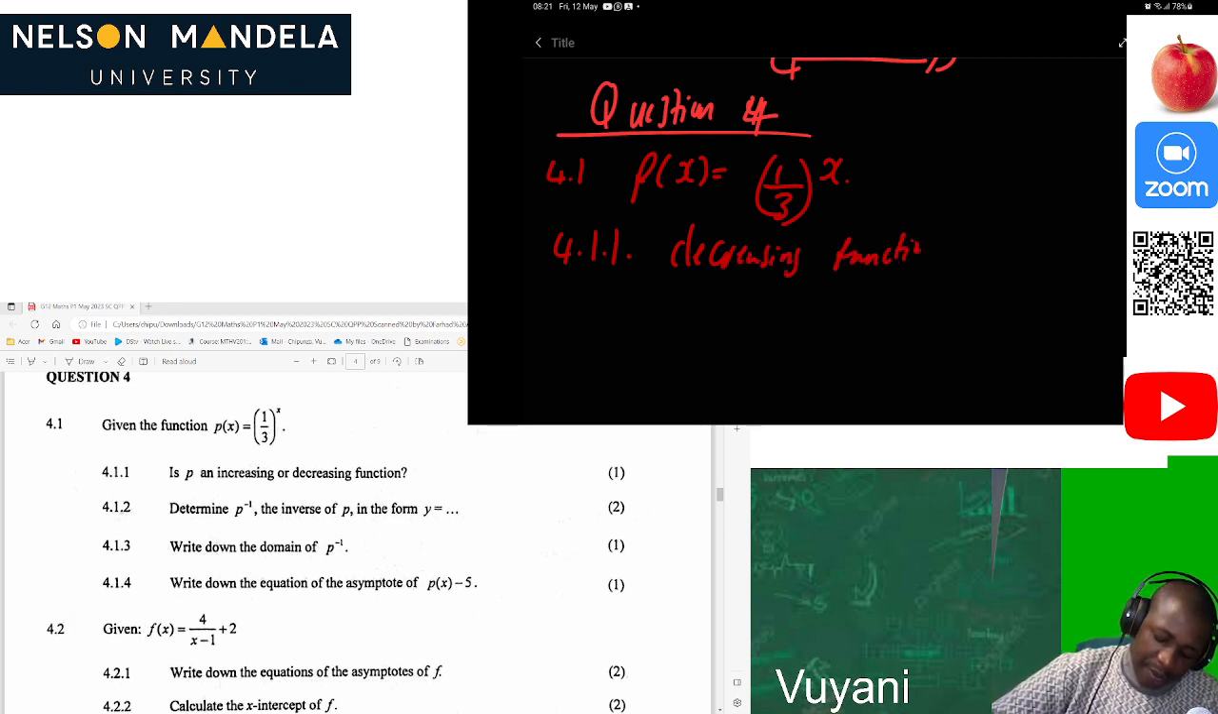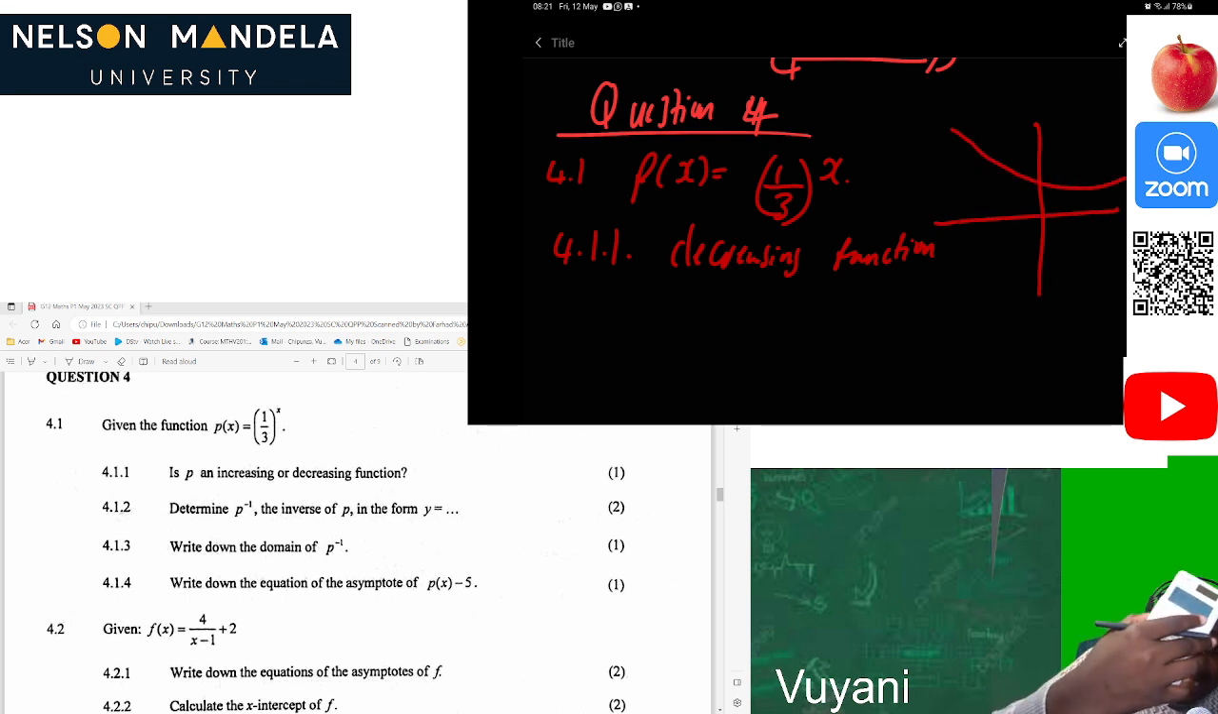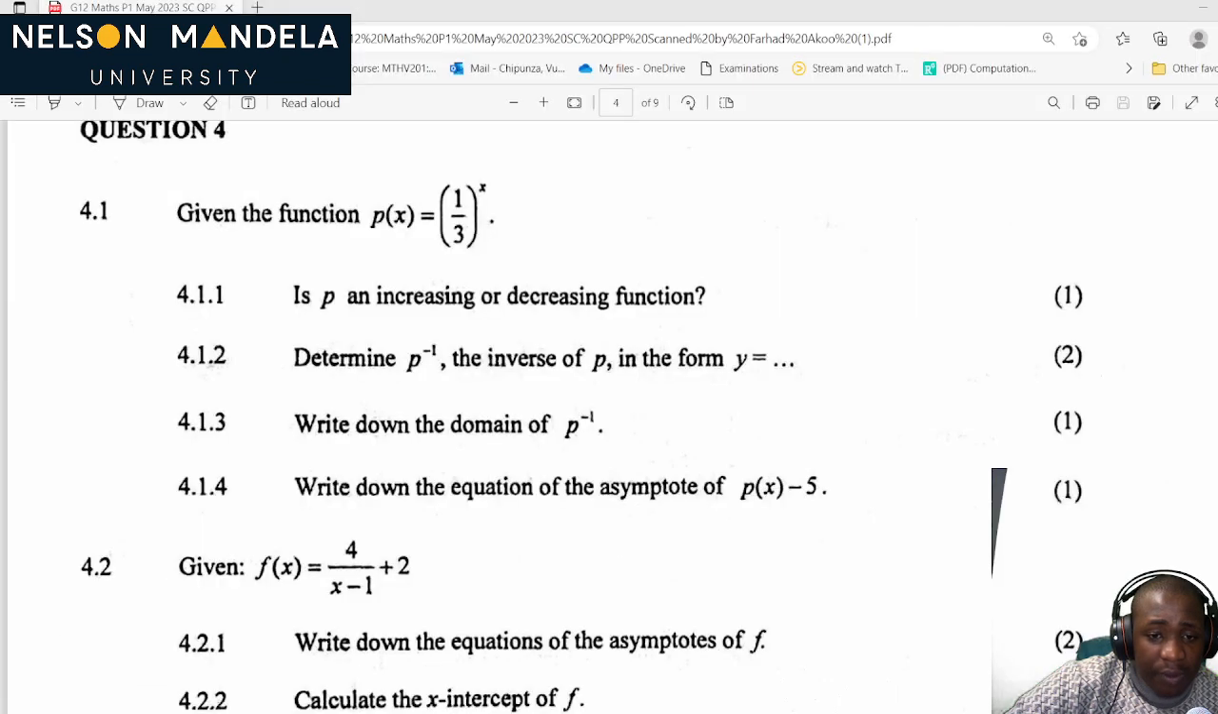You can also prove this by plotting it. When you plot this with your calculator, it's going to be something like this. The value of a is not greater than 1, so definitely this is a decreasing function. Now let's proceed. On 4.1.2, what do they ask? They are saying determine p inverse, the inverse of p.